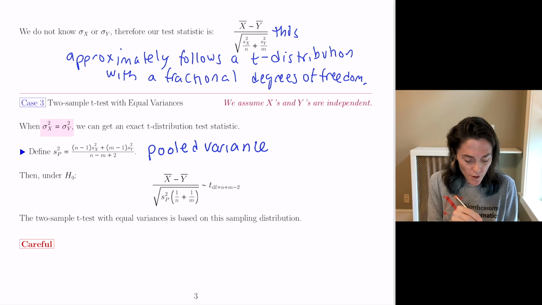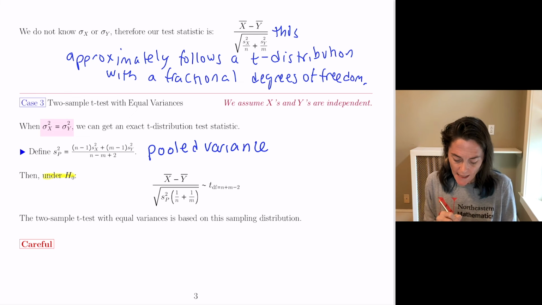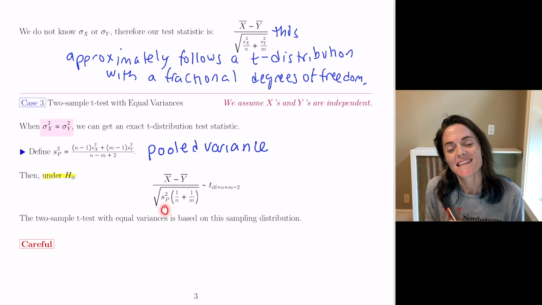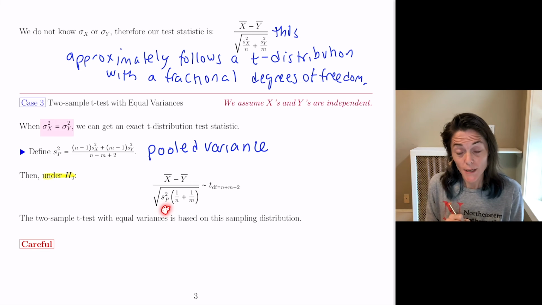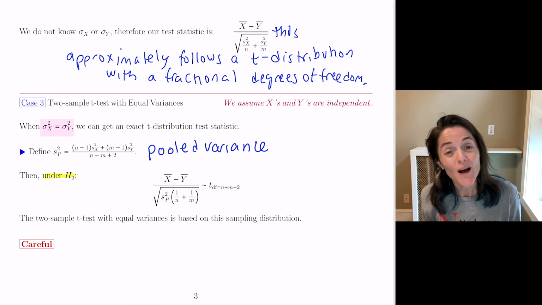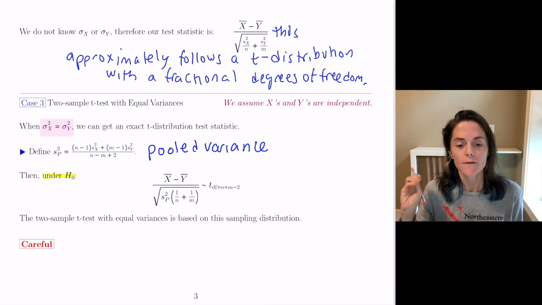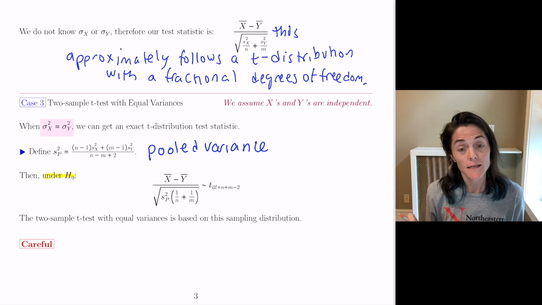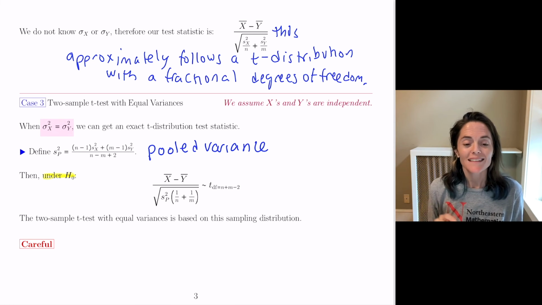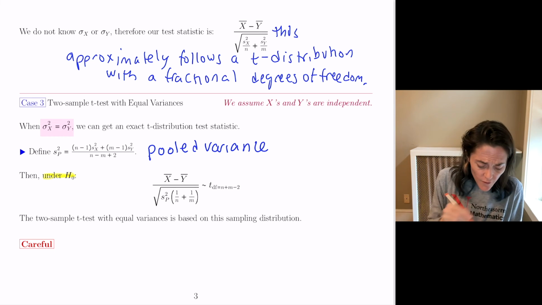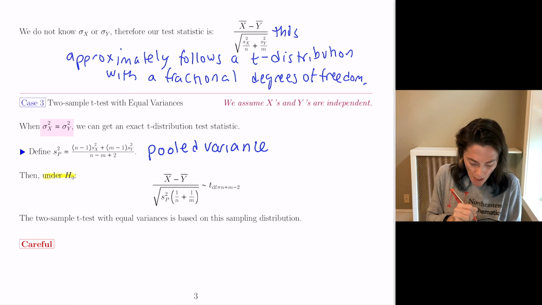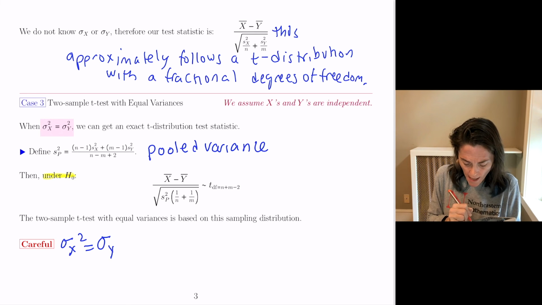And then under the null hypothesis, we take x bar minus y bar divided by this pooled sample variance under the radical, and this will follow a t-distribution exactly with n plus m minus 2 degrees of freedom. And the two-sample t-test with equal variances is based on this sampling distribution. Now, my careful in red is important. So careful: in order to use this, sigma x squared must be equal to sigma y squared.